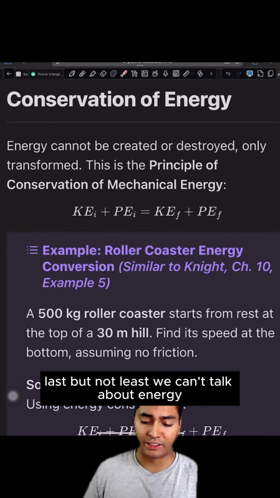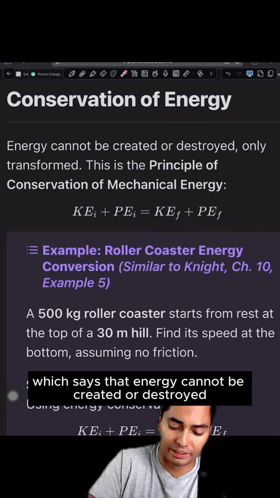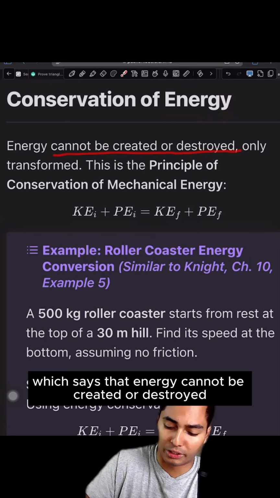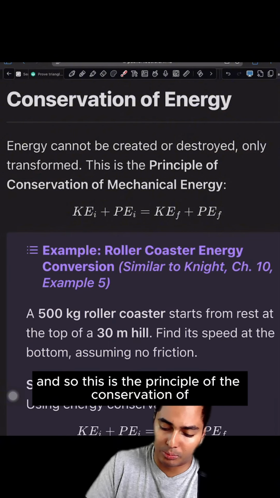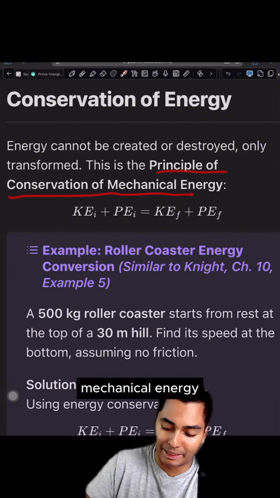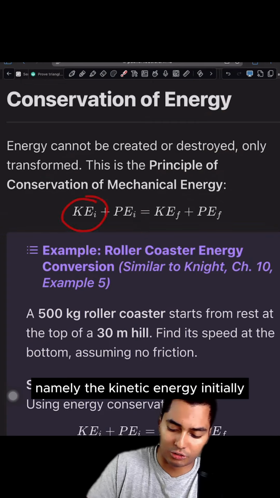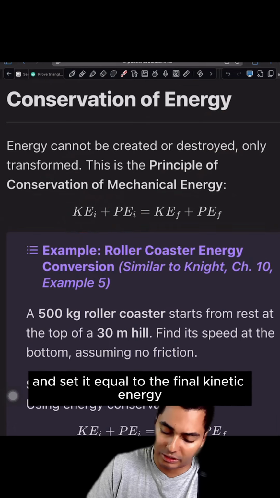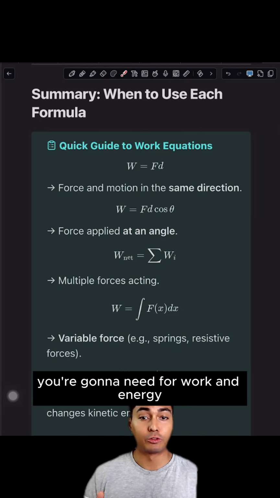Last but not least, we can't talk about energy and work without talking about the conservation of energy, which says that energy cannot be created or destroyed, only transformed from one form to another. And so this is the principle of the conservation of mechanical energy, where we sum the total energy initially, namely the kinetic energy initially plus the potential energy, and set it equal to the final kinetic energy plus the final potential energy. So in summary, these are all the equations you're going to need for work and energy.